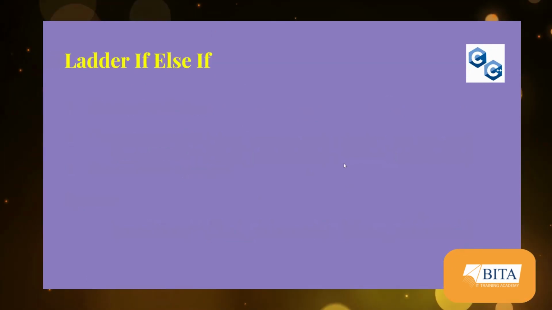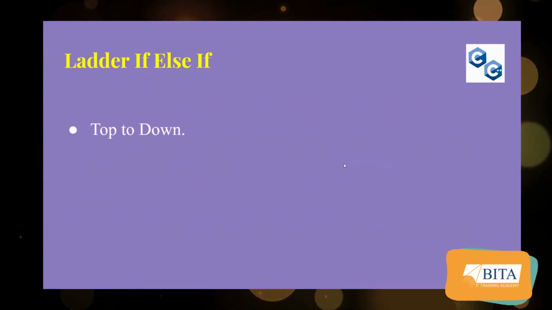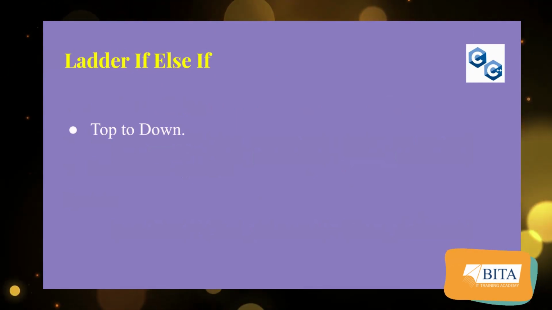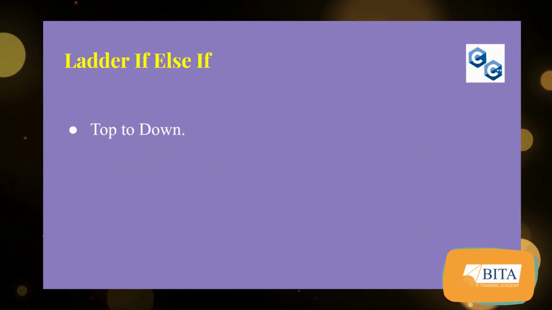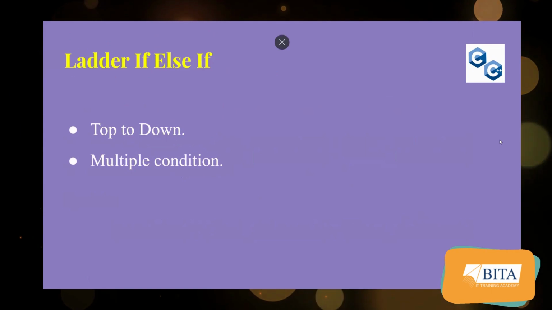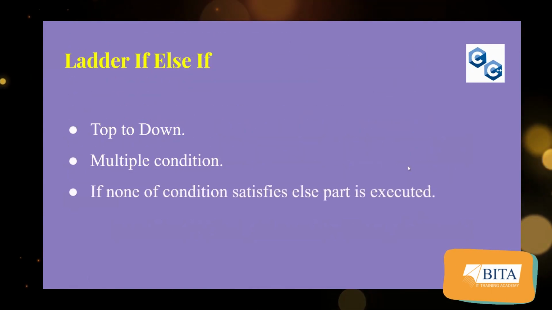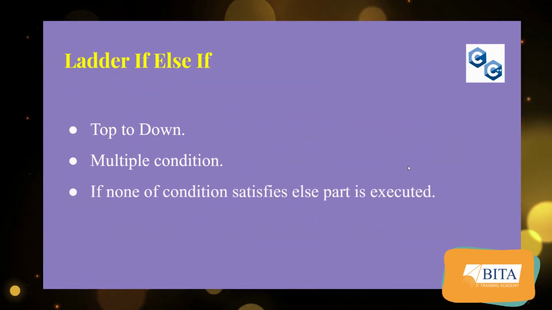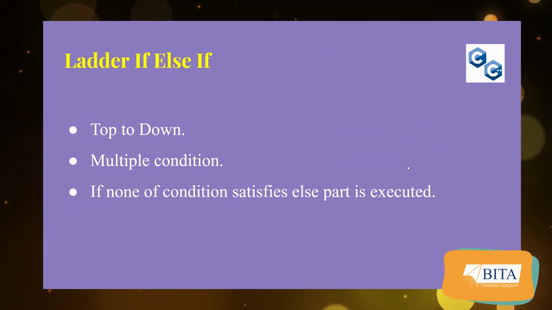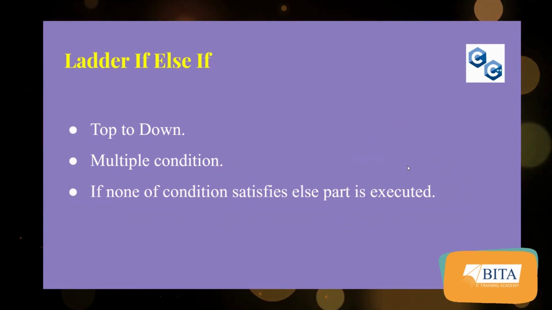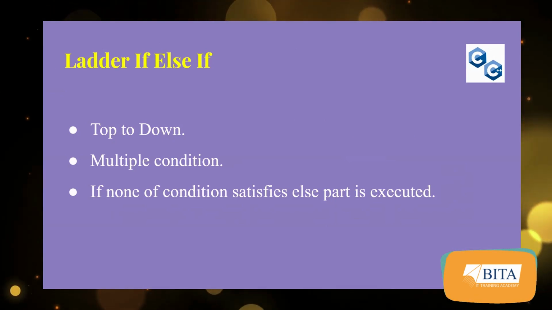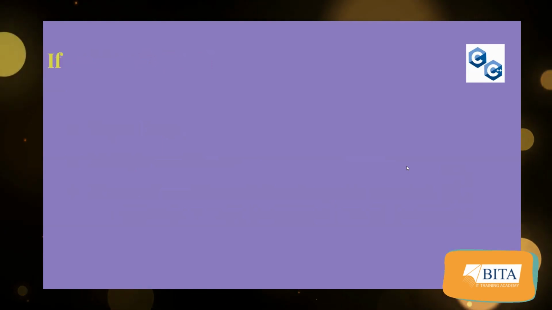Ladder if. The if else statement executes two different codes depending on whether the expression is true or false. But the ladder if else is used when the user has to decide among multiple options. If the condition in any of the ifs is true, then it is executed. Others are bypassed. If none of the conditions is true, then the code within the final else is executed.